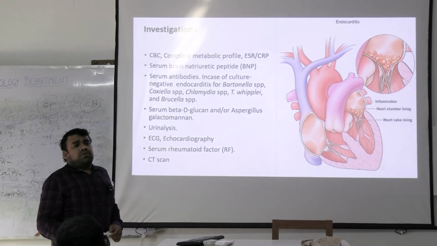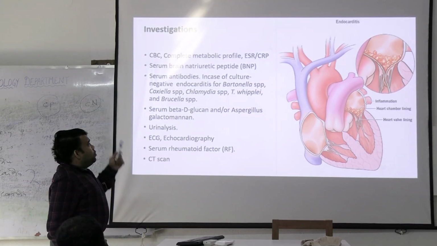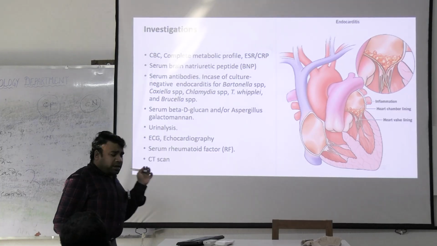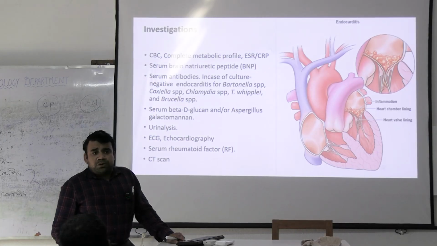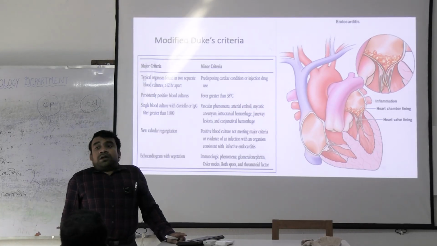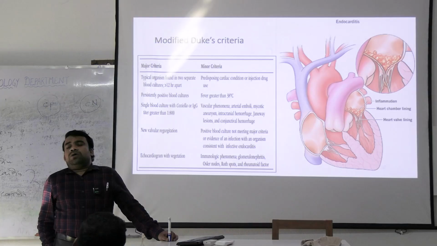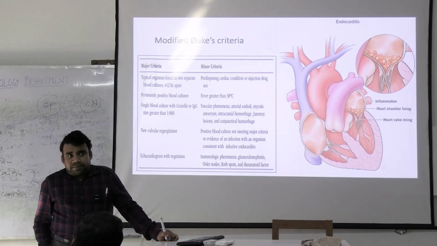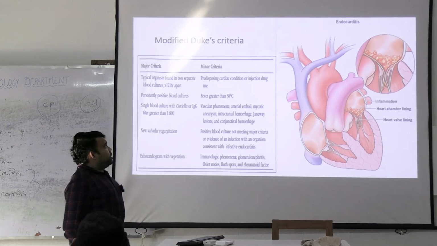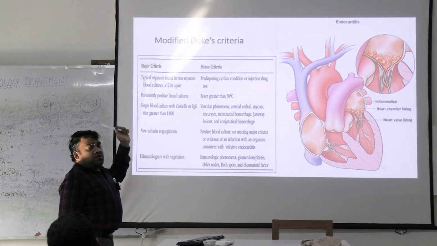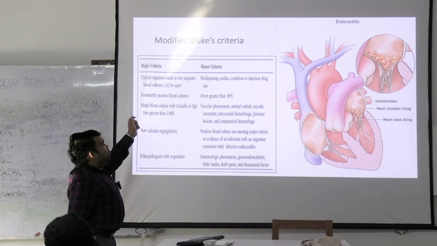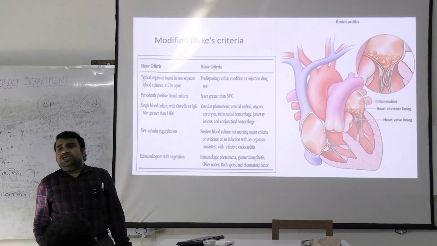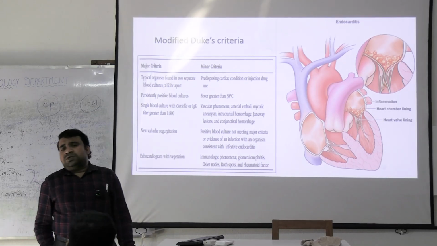Other than that, we have to do another series of tests, which would include complete blood count, BNP, antibodies, and others, including ECG and echocardiography. For diagnosis, there is a criteria called the modified Duke's criteria. There are some major criteria and minor criteria. Let us look at the major criteria. First is a typical organism found in 2 separate blood culture sets. Typical means organisms associated with culture positive infective endocarditis.